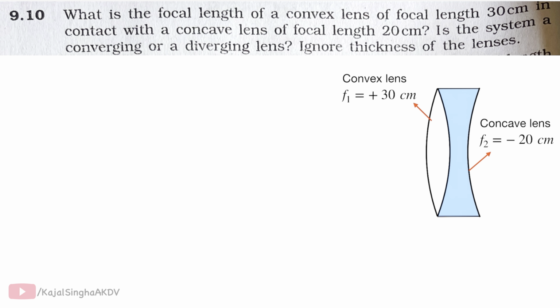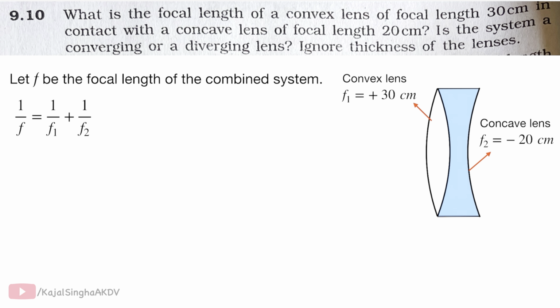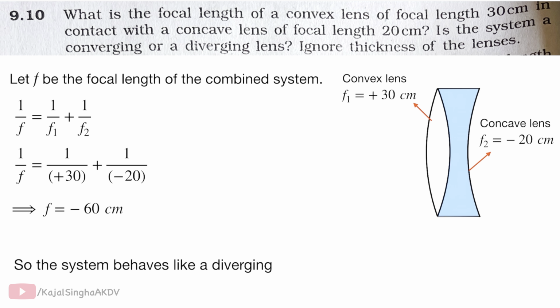And the equivalent focal length of this system f is given by 1 by f equals to 1 by f1 plus 1 by f2. And if we put the values of f1 and f2 with proper sign, we get f equals to minus 60 centimeter. Since the focal length of the combined system is negative, so it behaves like a diverging lens.